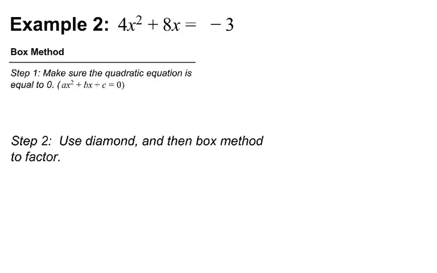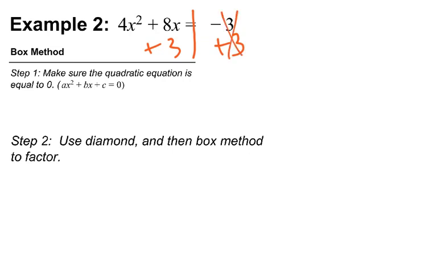All right, let's do one more example with both box and slide divide. So in this problem, step 1 is not done yet, right? We have to make sure it's equal to 0. It is equal to -3. So the first thing I want to do is plus 3 to both sides. Plus 3, plus 3. Those cancel over there.